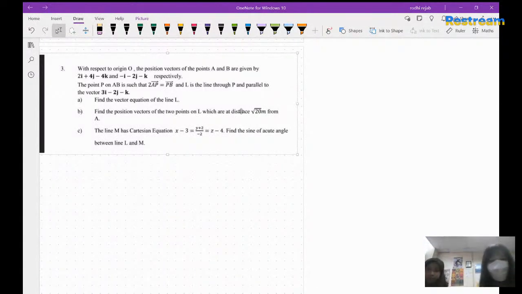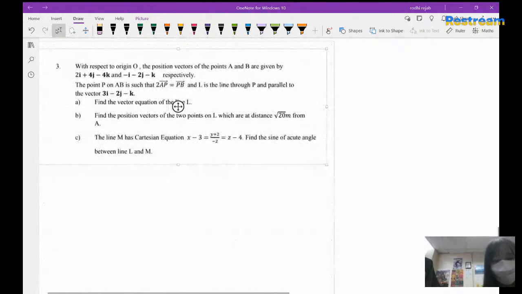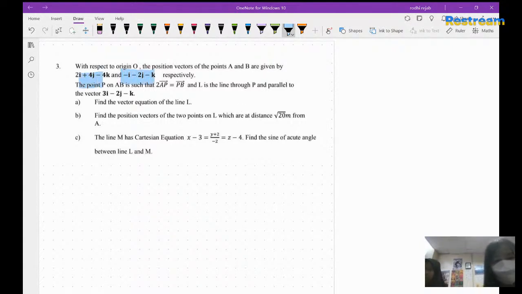Okay, now I'm going to explain question 3. For this question, we have the positions of point A and point B, which are given in the question already. And now we have to find the vector equation of line L. We can see that point P is on line L, so it means that line AB is here.